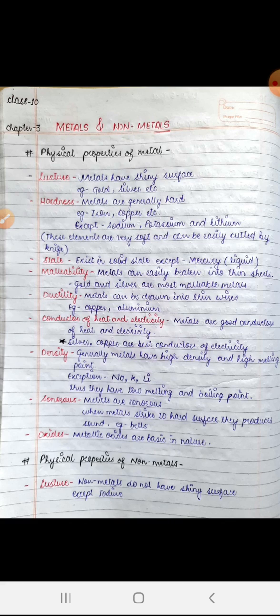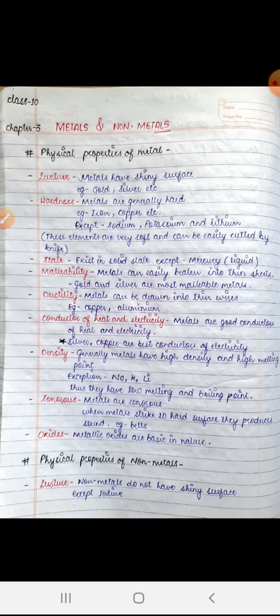Next property is ductility. Ductility is what? Metals can be drawn into thin wires. Yes, metals can be drawn into thin wires. Earlier we have seen this. So metals can be drawn into thin wires, and examples of that are copper and aluminium.